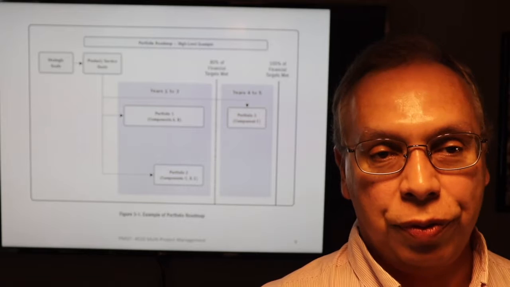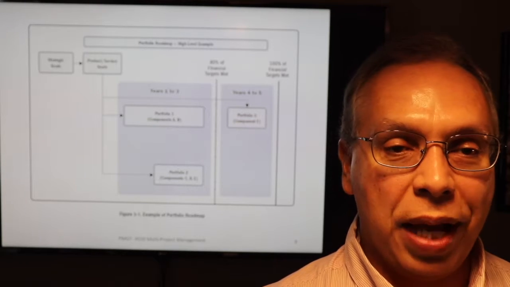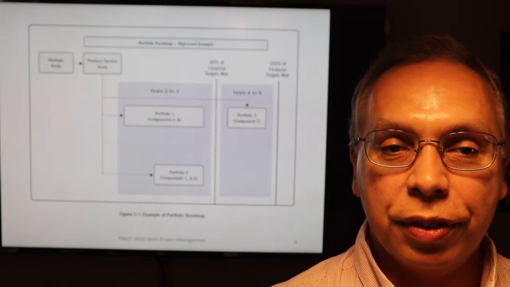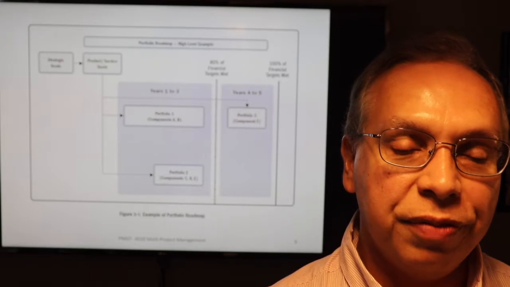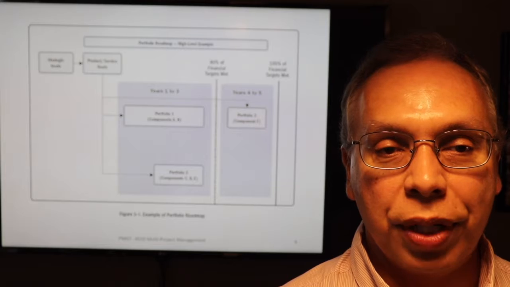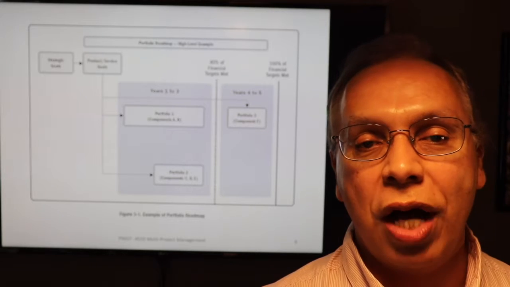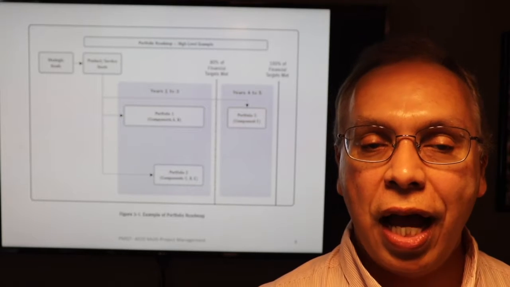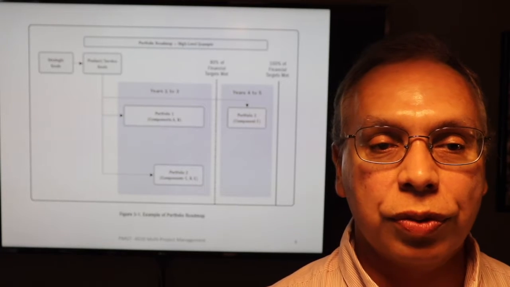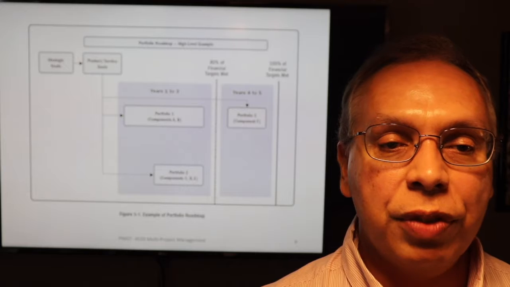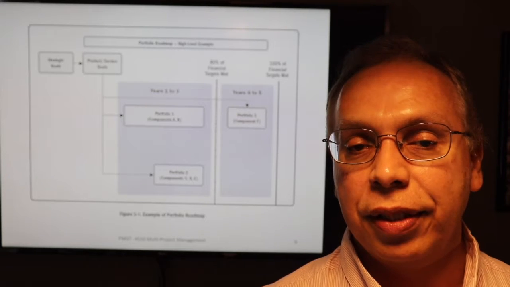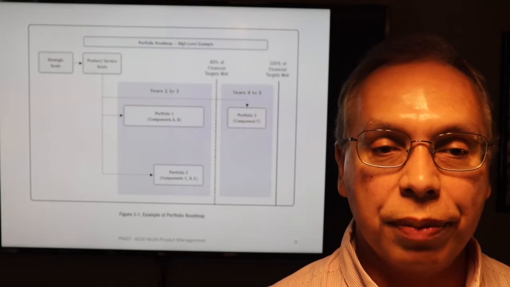Also in Chapter 3, we cover portfolio roadmaps. As you can see in Figure 3.1, these are a lot different than the other roadmaps that we've seen previously for projects and programs. These are a visual high-level document that shows how portfolio components are tied to the strategic goals. In Chapter 3, we cover key portfolio components, which are basically the projects and programs.